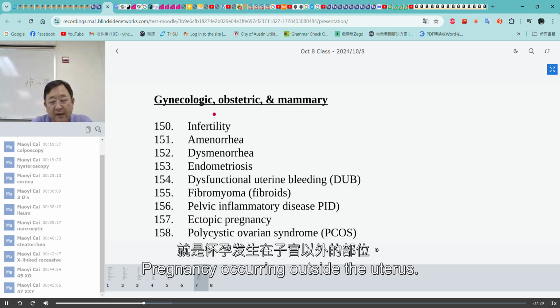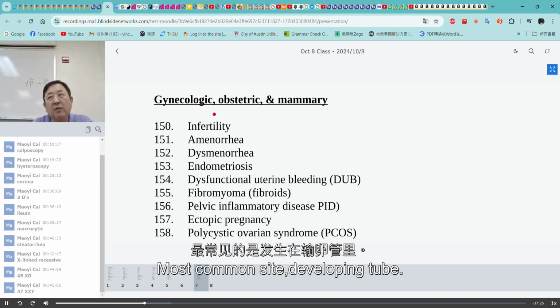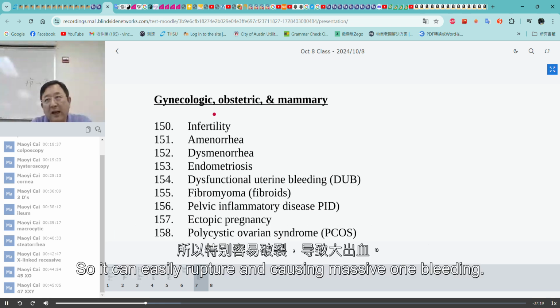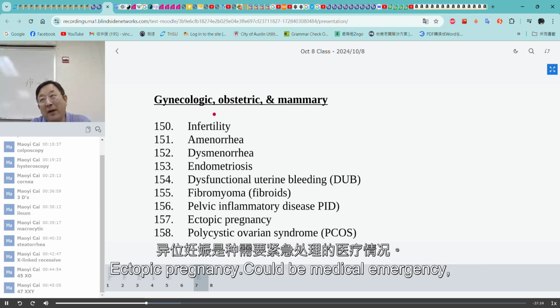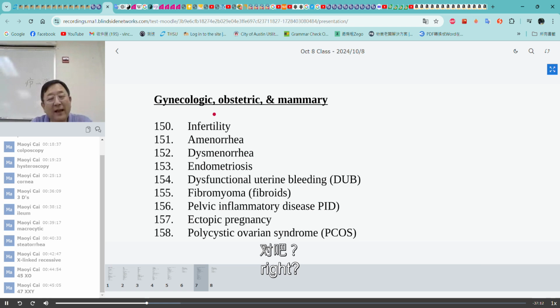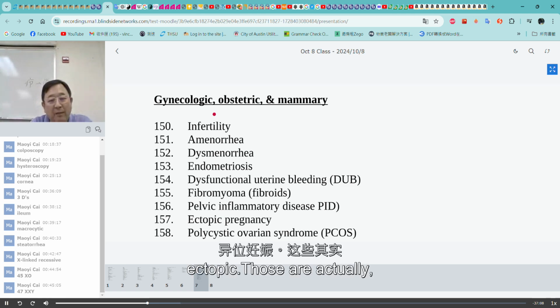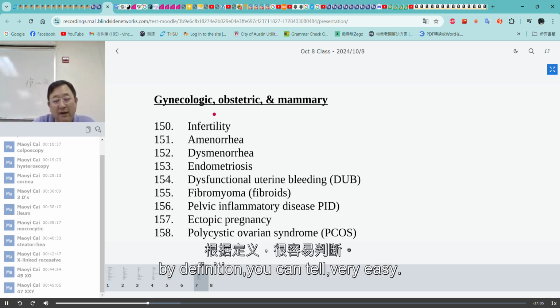Ectopic pregnancy is pregnancy occurring outside the uterus. The most common site is the fallopian tube. The biggest risk is that the fallopian tube does not have enough space for the baby to grow, so it can easily rupture and cause massive bleeding. Ectopic pregnancy could be a medical emergency if it suddenly ruptures and bleeds. By definition, it's very easy to tell.